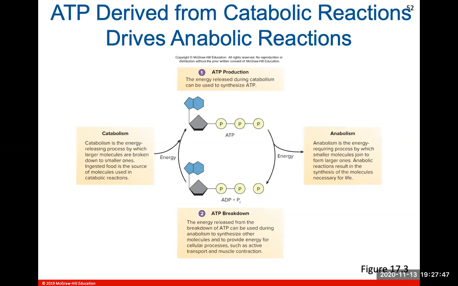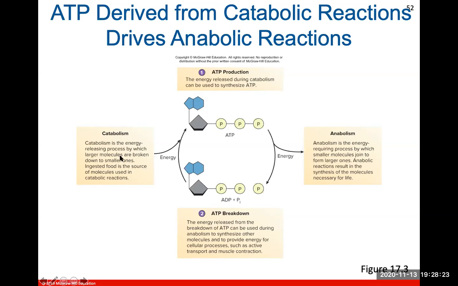ATP derived from catabolic reactions will drive anabolic reactions. So ATP production, the energy released during catabolism, can be used to synthesize ATP. Anabolism is the energy requiring process by which smaller molecules will join to form larger ones. So anabolic reactions result in the synthesis of the molecules for life. And the energy released from the breakdown of ATP can be used during anabolism to synthesize other molecules and to provide energy for cellular processes such as active transport and muscle contraction.